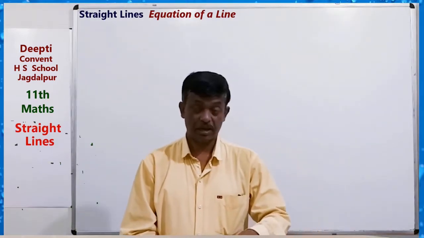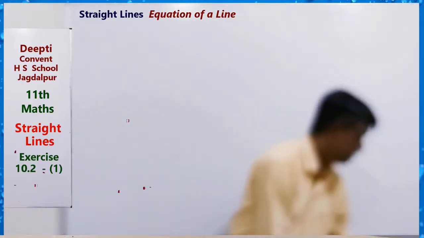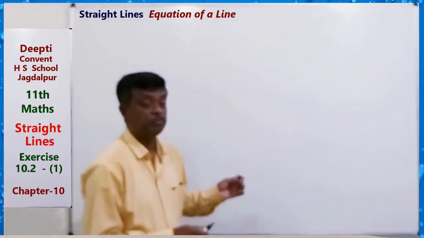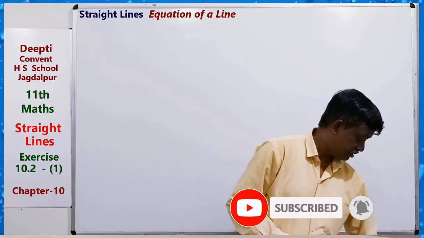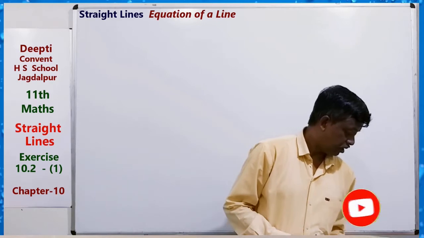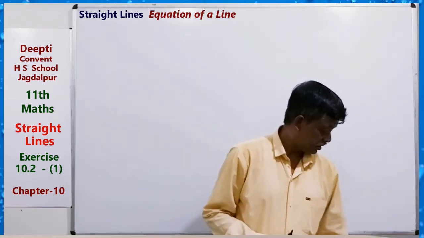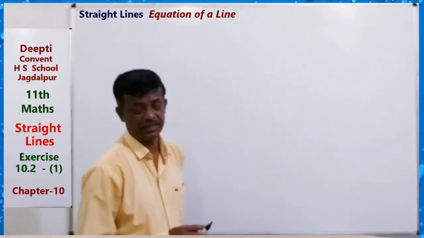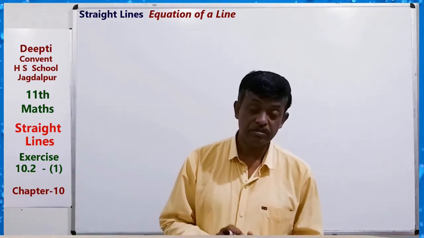In the previous class I have already discussed the slope of a line in two dimensions, m equals tan theta, and with the slope how we can find the angle between two lines. Now, next I will discuss the equation of a straight line, because we will study geometry by using algebra.